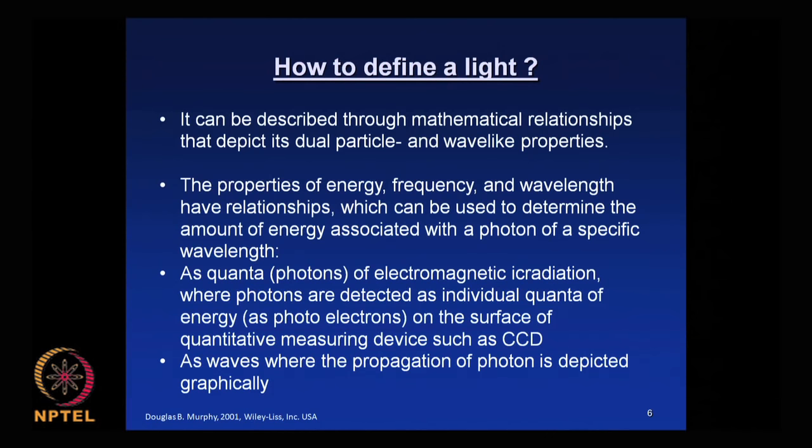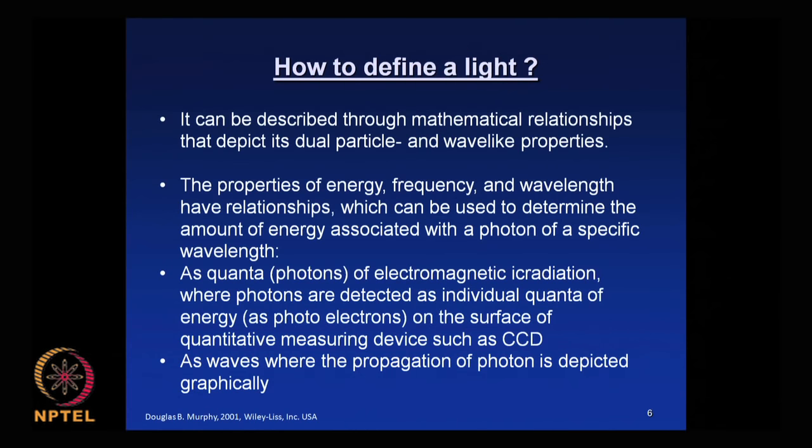So how to define light? This is always a very tricky situation. How to define light? Because we all know that electromagnetic radiation has a dual nature, that is, light will behave as a particle as well as a wave. But it can be described through mathematical relationships that depict its dual particle and wave-like properties. That is, the properties of energy, frequency, and wavelength have relationships. What are those relationships?